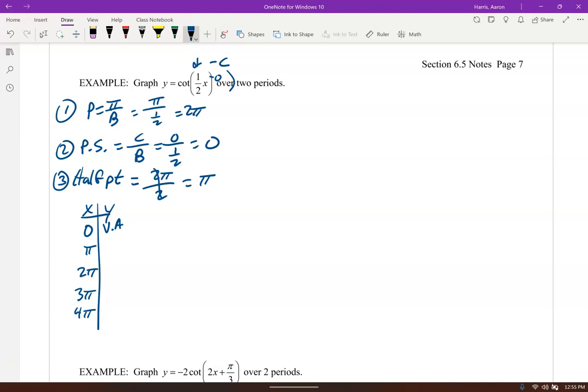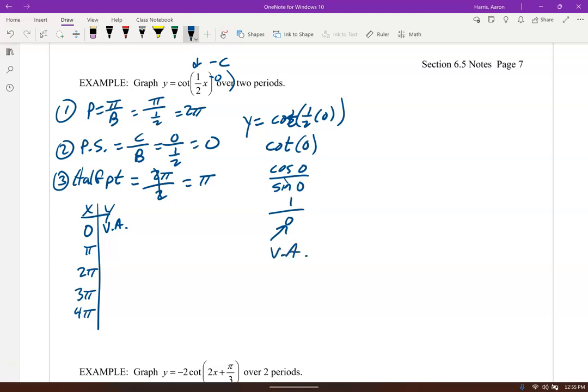This first one will end up giving our vertical asymptote, right? If you were to plug in 0, cotangent of 1/2 times 0, that's the cotangent of 0. Well, that's cosine of 0 over sine of 0. The cosine of 0 is 1. The sine of 0 is 0. See how we can't do that? That's because we got a vertical asymptote. Can't divide by 0, right? So we got vertical asymptotes at those spots.